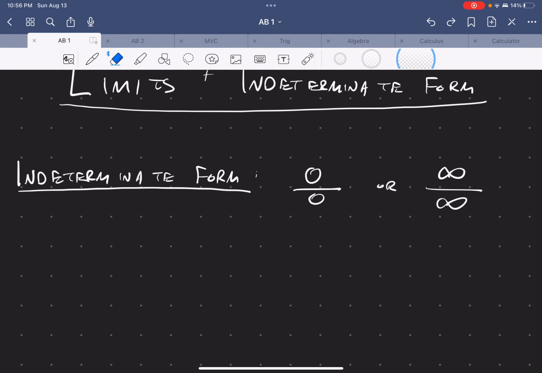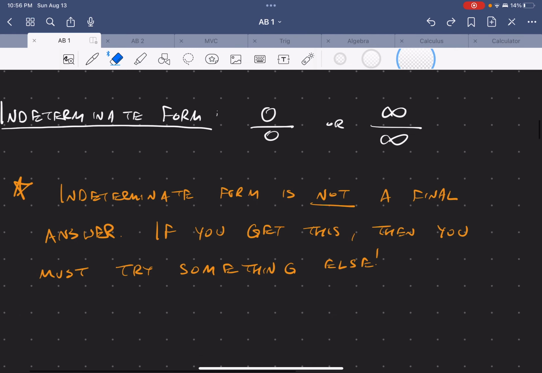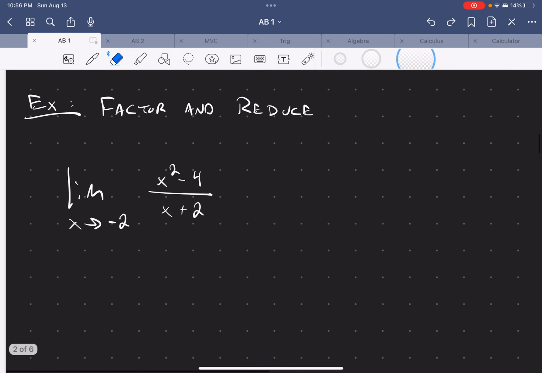If you get indeterminate form, it just means that you have not actually found the answer and that you need to do something else to try to figure out a way around getting your 0 over 0 or infinity over infinity. So indeterminate form is not a final answer. If you get this, then you must try something else.